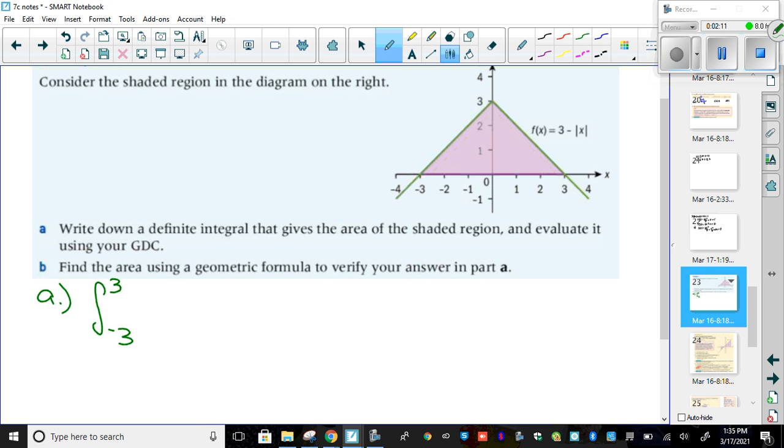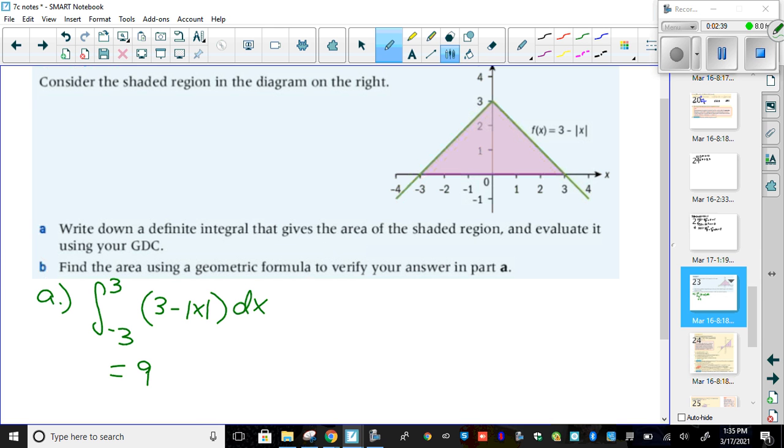So I'm going to integrate from -3 to 3, because those are the x values that I'm looking at, the area being underneath. And then the quantity is my function, 3 minus the absolute value of x. Again, typing the absolute value in underneath that math key. And then dx. So when you evaluate that by typing it into your calculator, what do you get? 9.